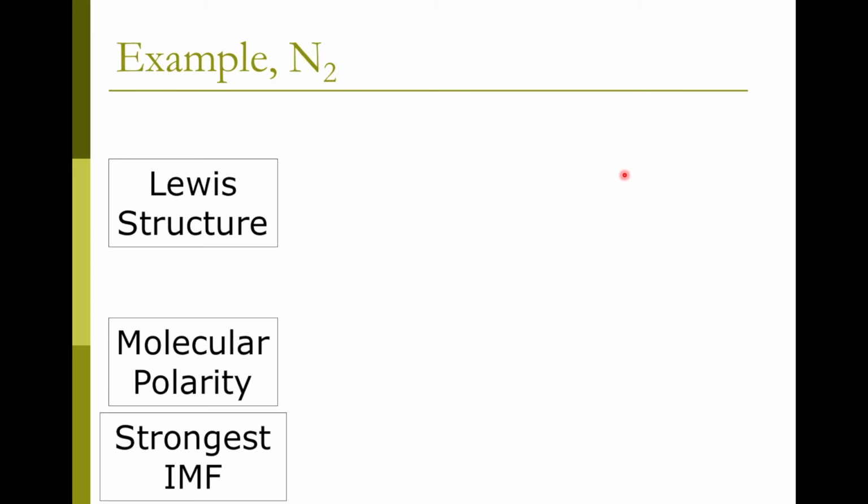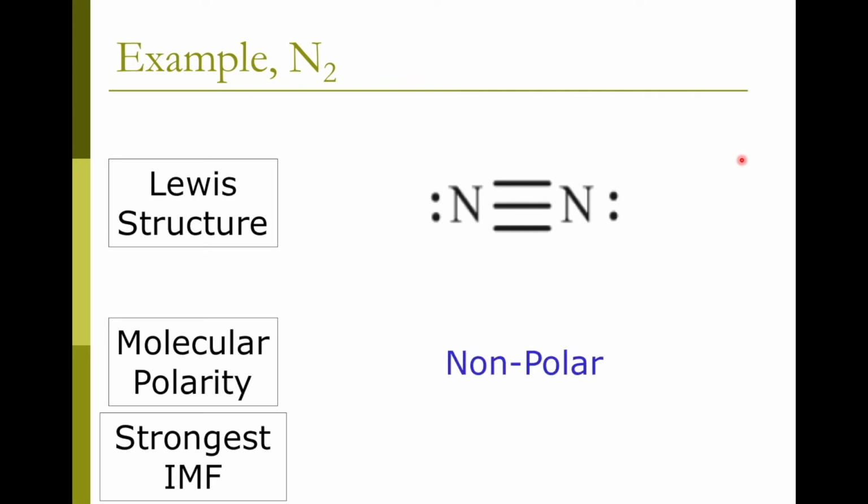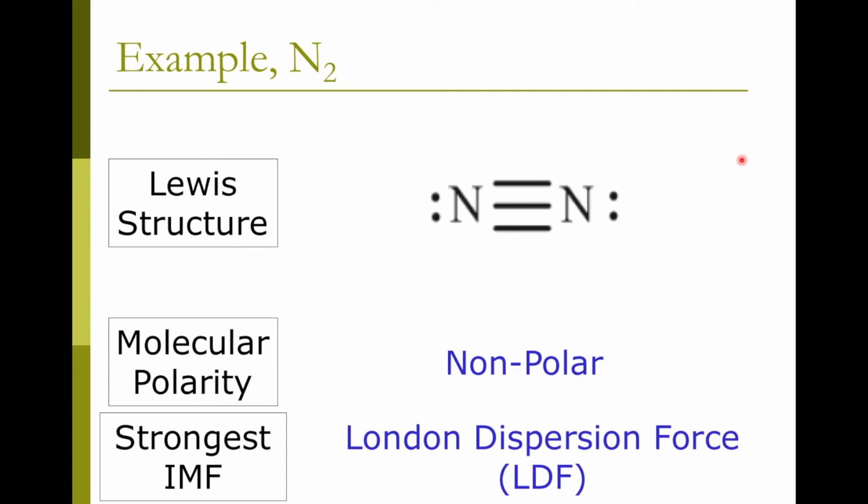Now let's take a look at nitrogen. Its Lewis structure looks like this. So now let's think. It has a symmetrical structure, a symmetrical electron structure. So then it's going to be nonpolar. That means it can only be London dispersion force.